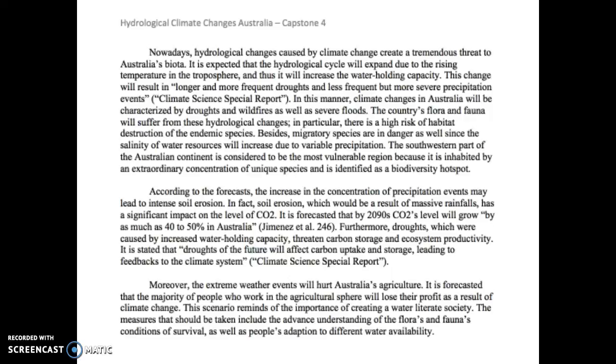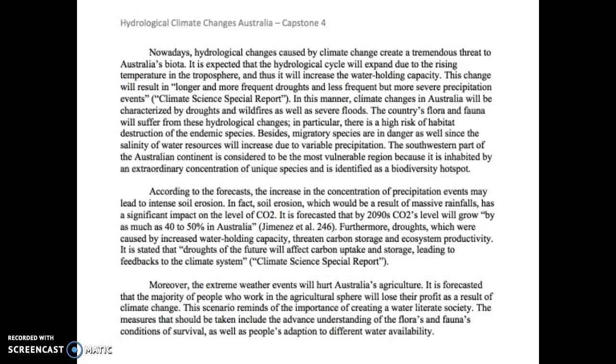Capstone 4. Hydrological climate changes to Australia. Nowadays, hydrological changes caused by climate change create a tremendous threat to Australia's biota. It is expected that the hydrological cycle will expand due to the rising temperature in the troposphere, and thus it will increase the water holding capacity.